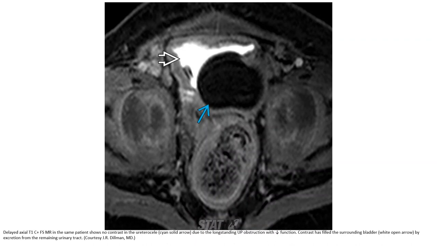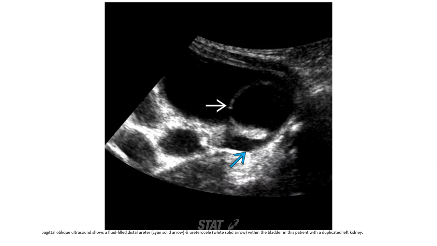T1 contrast-enhanced fat-saturated MRI in the same patient shows no contrast in the ureterocele. Due to long-standing upper pole obstruction with decreased function, contrast has filled the surrounding bladder by excretion from the remaining urinary tract. Oblique ultrasound shows a fluid-filled distal ureter and ureterocele within the bladder in this patient with a duplicated left kidney.